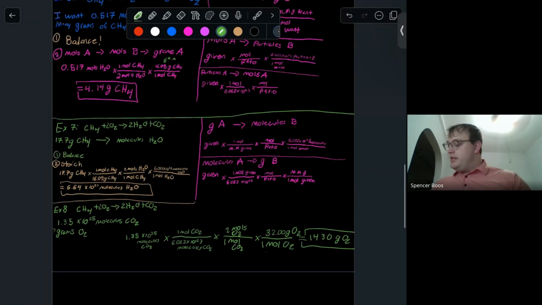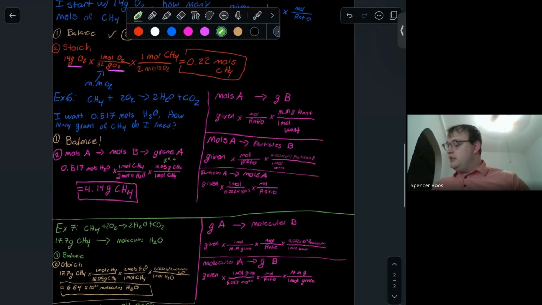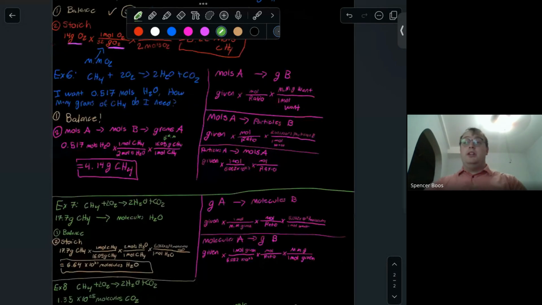One question came in a little bit ago that I missed. When, for questions asking about limiting reactants, the final answer should always be in grams, right? That's what your final answer should be, right? I care more about how many grams something has versus how many moles it has.